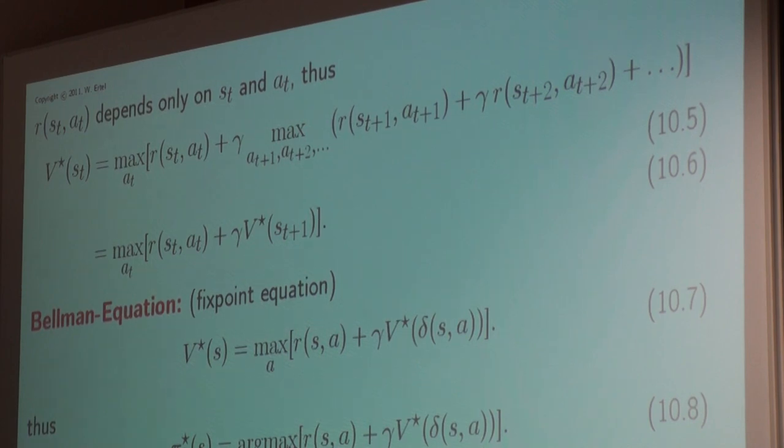Okay, what have we learned now? Look, now we have actually a fixed point equation. V star of s_t is the maximum over a_t of r(s_t, a_t) plus gamma times V star of s_{t+1}. So if we consider this right hand side as a function of V star of s_{t+1}, this value function, then this whole thing is a fixed point equation. I removed the index t because it's not really necessary. If we remove the t here, then we can write s_{t+1} as delta of s and a. Delta is the transition function, and the transition function produces the next state, s_{t+1}.